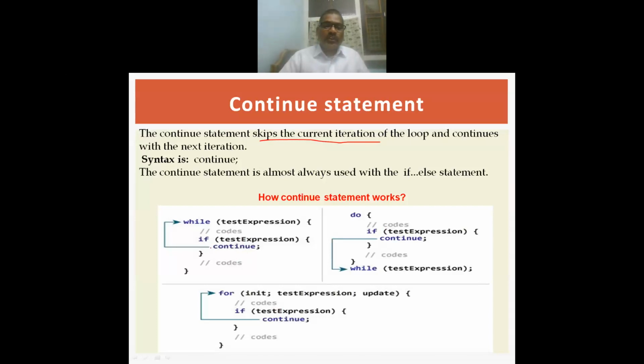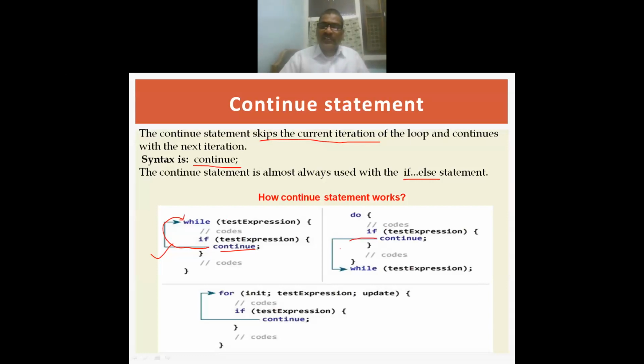So the loop is going to be continued with the next iteration if you are making use of this continue keyword. The continue keyword is also used along with an if statement, similar to break. So how will the continue statement work in the three different types of loops? When the continue keyword is executed, control will be transferred to the loop condition.